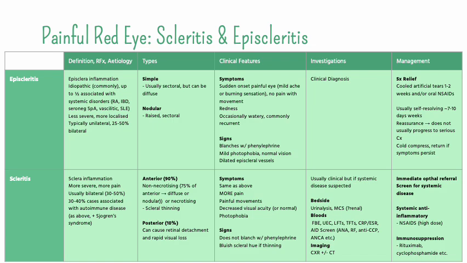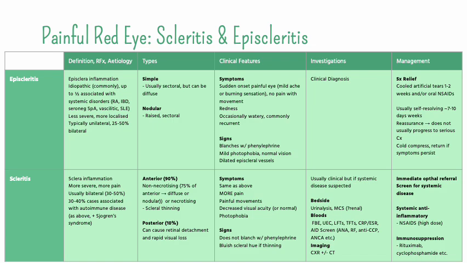Regarding the clinical features, they do have some overlapping features, particularly a sudden onset painful red eye, described as a mild ache or a burning sensation. In episcleritis, there is no pain with movement, and typically the eyes are watery and it's often recurrent. For scleritis, it's much of the same, however, there is more pain, which is hard to differentiate as pain is subjective. However, there's also pain associated with eye movements, decreased visual acuity, or photophobia.